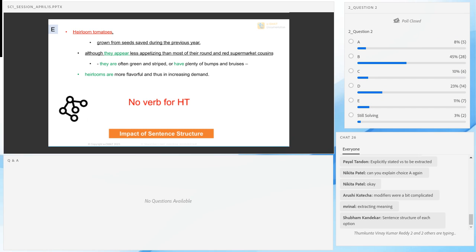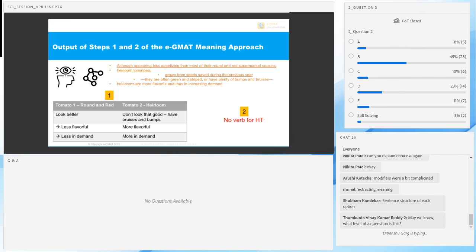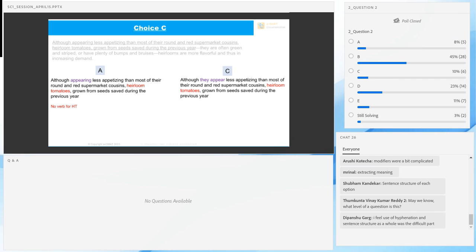Absolutely. Now, do you have the tools here? If you learn the tool of sentence structure, and keep the habit of visualizing the meaning, all you needed to do here was come up with that table. So let me bring back that table. Tomato 1, tomato 2, that's the comparison. Then less flavorful, contrast. Again, the contrast needed to be explicitly stated. This is a difficult question, a 700 level question, definitely. Use of hyphenation and sentence structure as a whole was a difficult part.